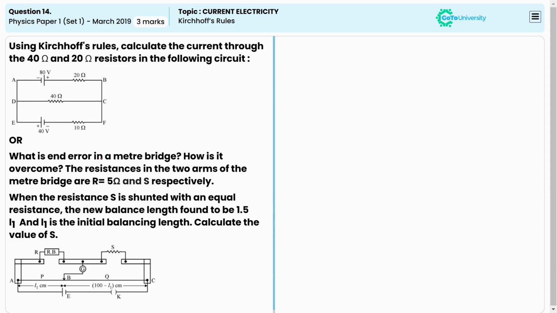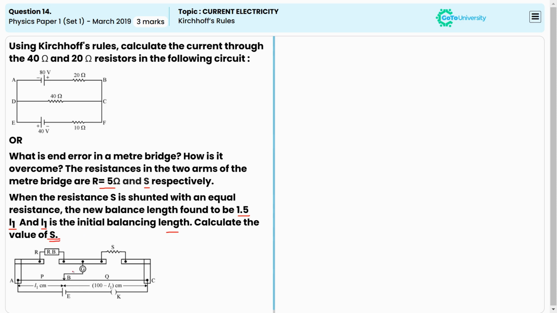What is the end error in a meter bridge? How is it overcome? The resistances in the two arms of the meter bridge are R equal to 5 ohms and S respectively. When the resistance S is shunted with an equal resistance, the new balance length is found to be 1.5 I1, where I1 is the initial balance length. Calculate the value of S here.